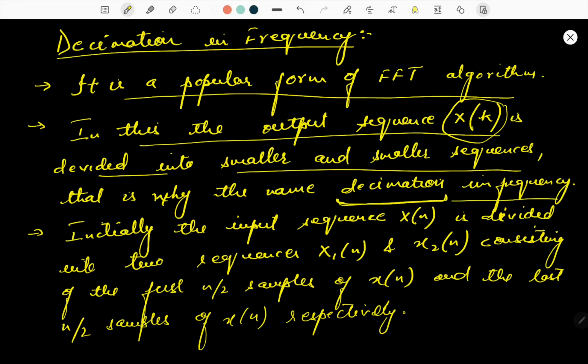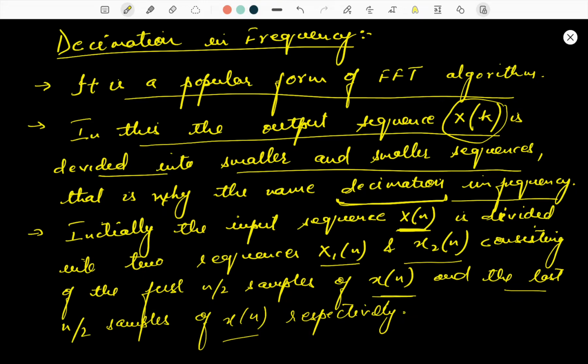Initially the input sequence x(n) is divided into two sequences, as we also did in decimation in time. So we first divide it into two sequences x1(n) and x2(n), consisting of the first N by 2 samples of x(n) and the last N by 2 samples of x(n) respectively. This is how we divide the whole sequence.